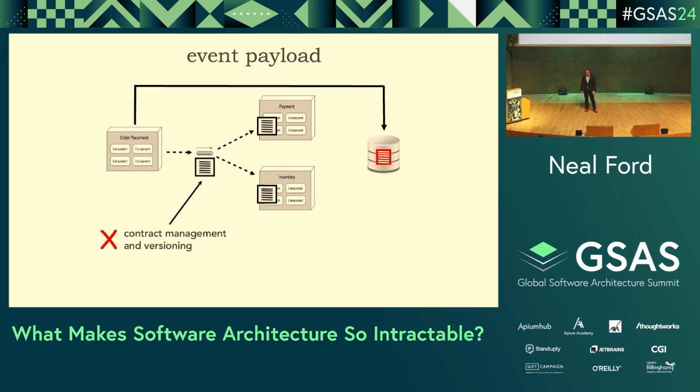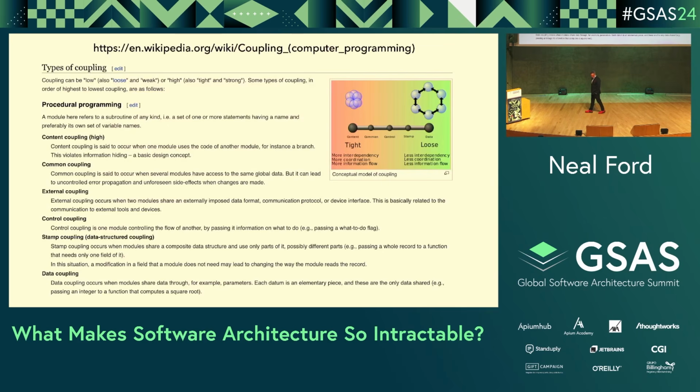So if you make this decision, you're going to end up in contract management and versioning, which is a headache. You're also going to end up probably with stamp coupling. And I want to dig into this a little bit, because this is one of the commonest problems I see in modern distributed architectures. People are constantly making this mistake in the modern world. And it's ironic, because this is such an old thing, this idea of stamp coupling.